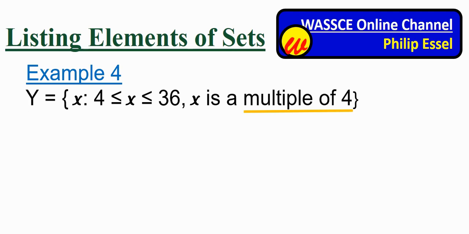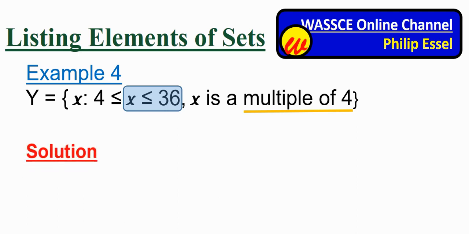Anytime you have something like this where x is greater than or equals to 4, what this means is that because of the equal sign, the 4 should be included in the list. The same way, because the x is less than or equals to 36, 36 would also have to be included in the set or the list.